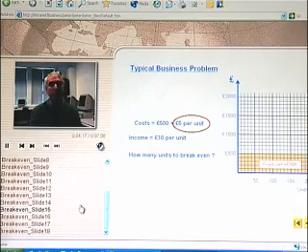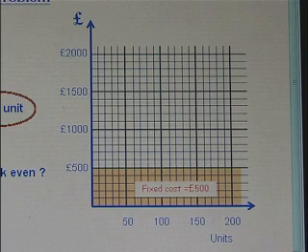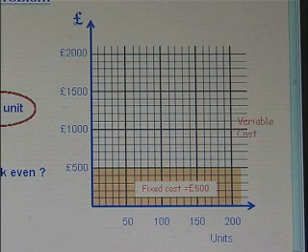The next thing we'll draw in will be the variable cost line. So what you've got here is a line that says if you produce 50 units and the cost per unit is £5.